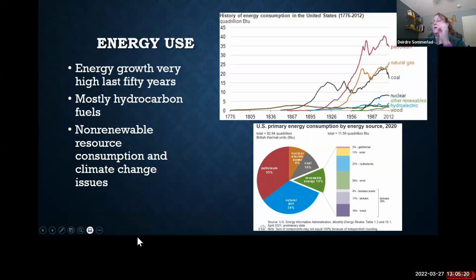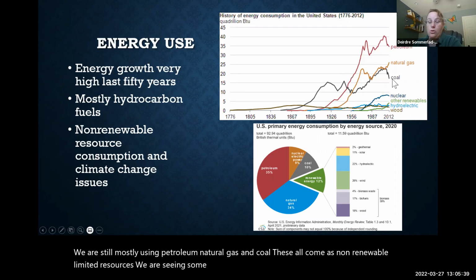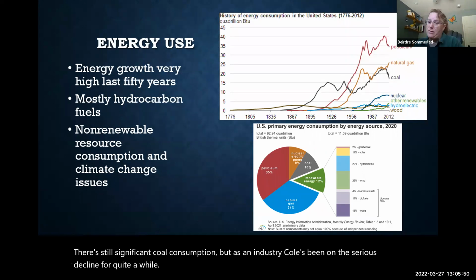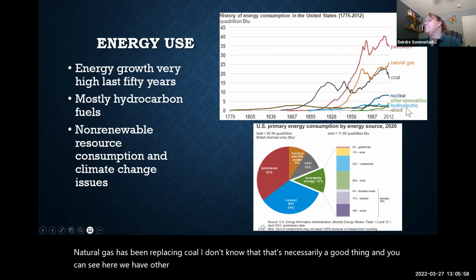So another area is energy use. We are still mostly using petroleum, natural gas, and coal. These all come as non-renewable, limited resources. We are seeing some decline, especially in coal. Coal is kind of dying. There's still significant coal consumption, but as an industry, coal's been on the serious decline for quite a while. Natural gas has been replacing coal. I don't know that that's necessarily a good thing. And you can see here, we have other renewables starting to decline.